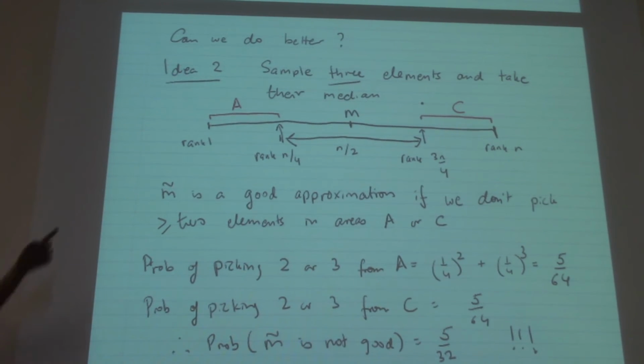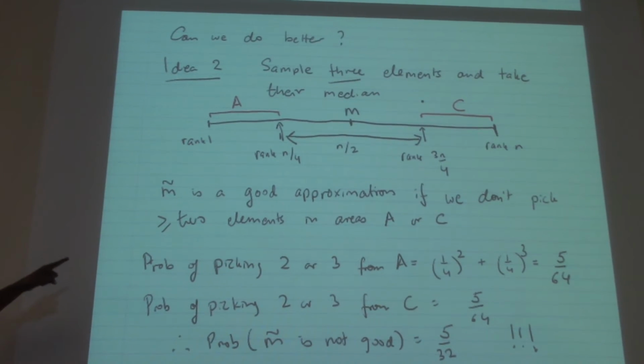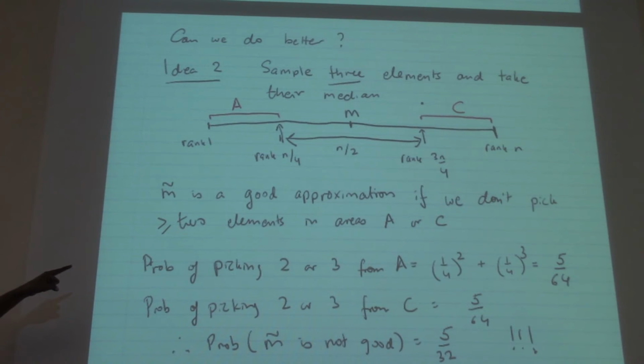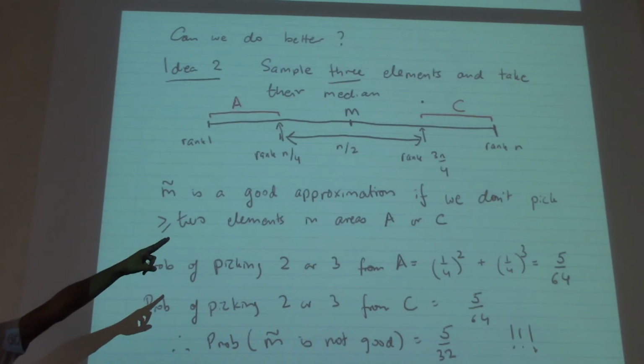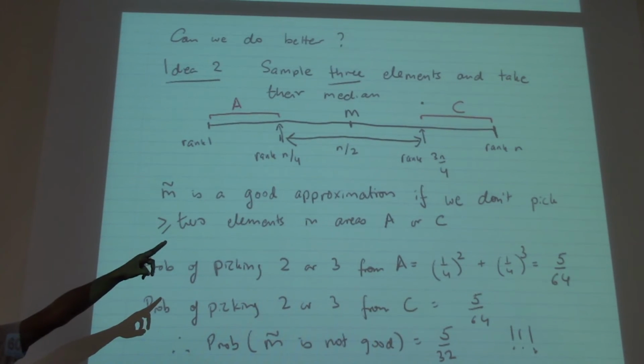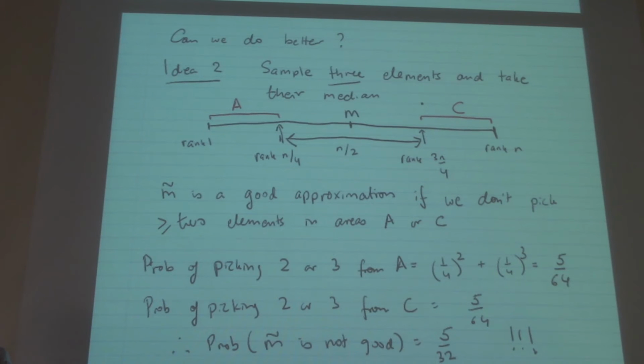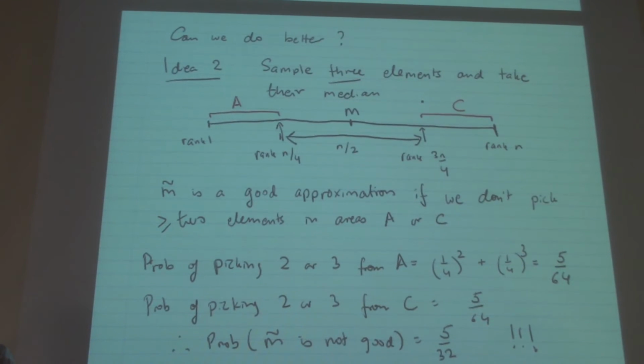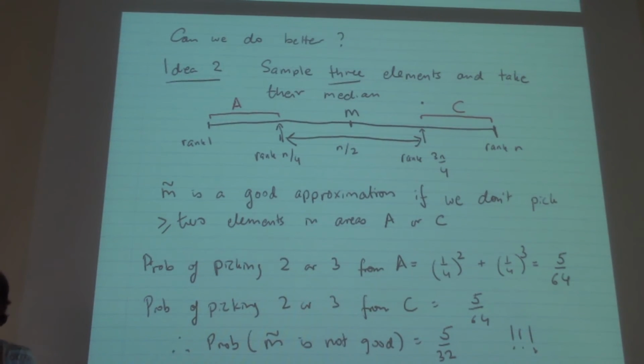So the crux to analyzing this algorithm is to say what is the probability of a bad event, which is to say what is the bad event. And this is the bad event: 2 or more elements in A, or 2 or more elements in C. If we can somehow make sure that doesn't happen, we'll be okay. And now you can see how we're attacking this problem.